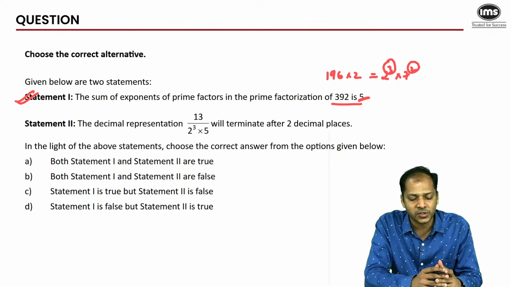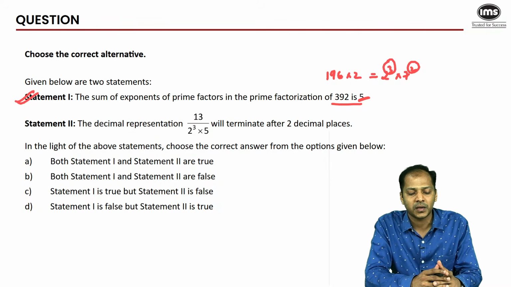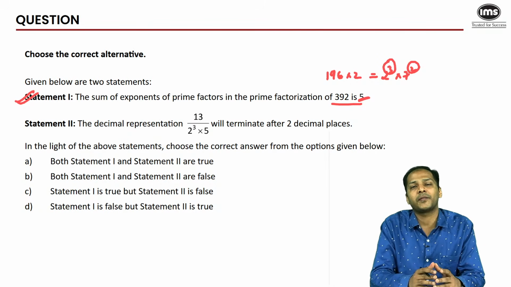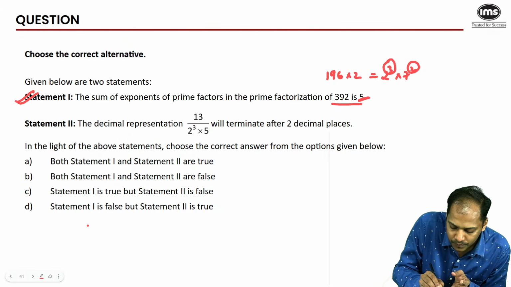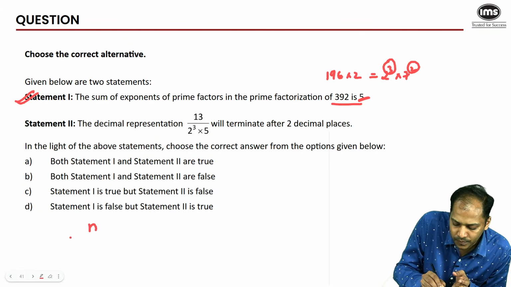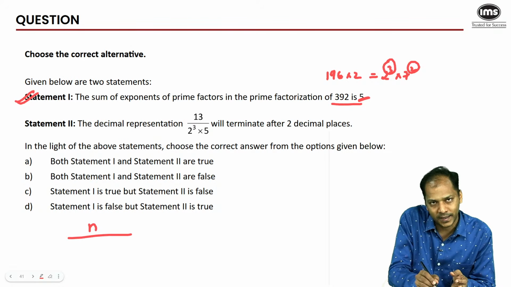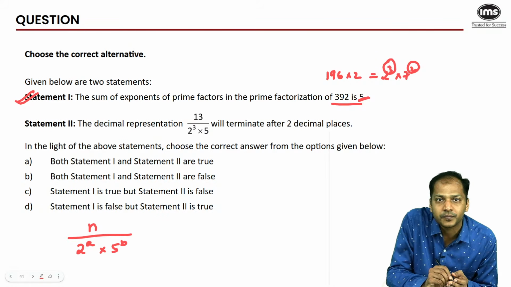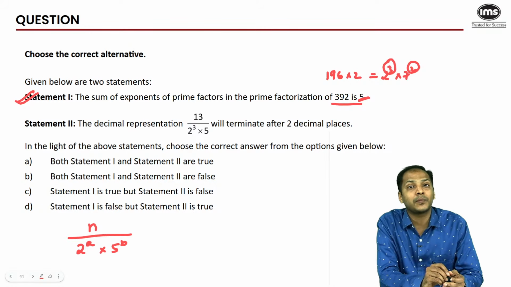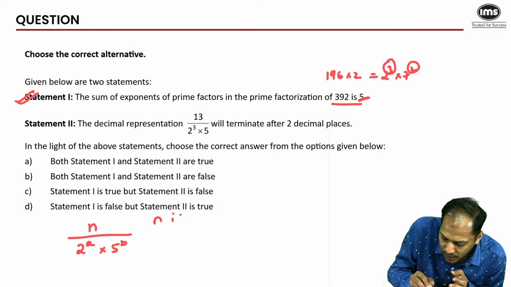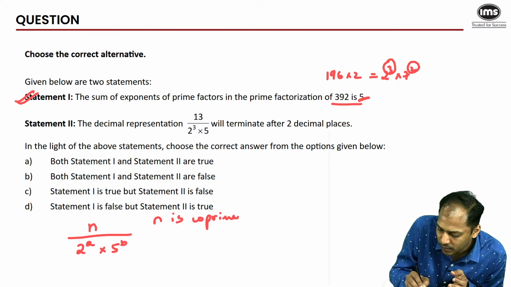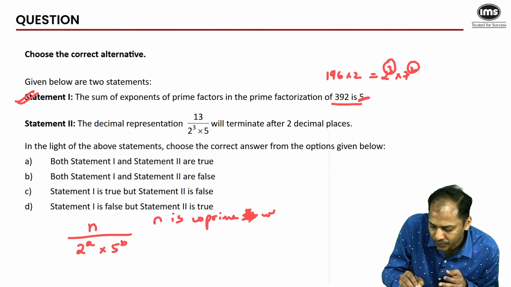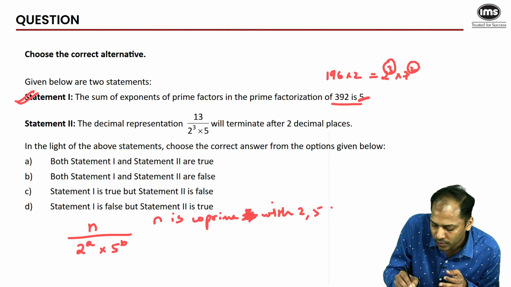Statement 2: the decimal representation of this will terminate after 2 decimal places. I will just give you a trick. Whenever any number n which is co-prime with 2 and 5 is divided by 2 raised to the power a into 5 raised to the power b, where n is co-prime to 2 and 5.